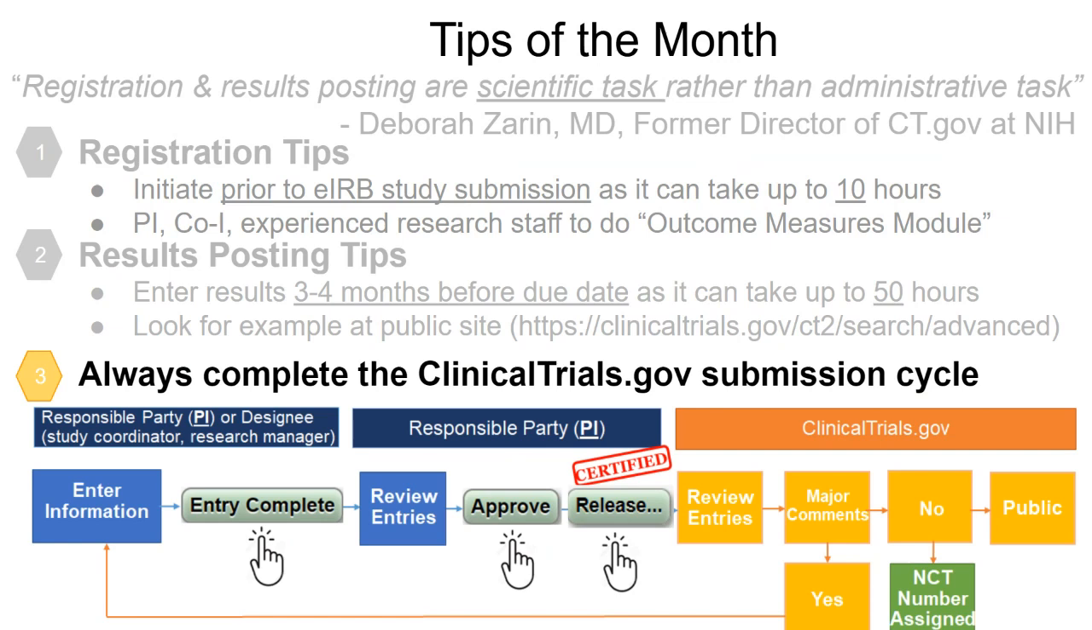So as you can see in this figure, the record must be marked as entry completed by whoever entered the data. And note that anyone on the study team can assist with CT.gov reporting, but the responsible party, so the PI, needs to verify the data entry and submit it to CT.gov as it is required by law.